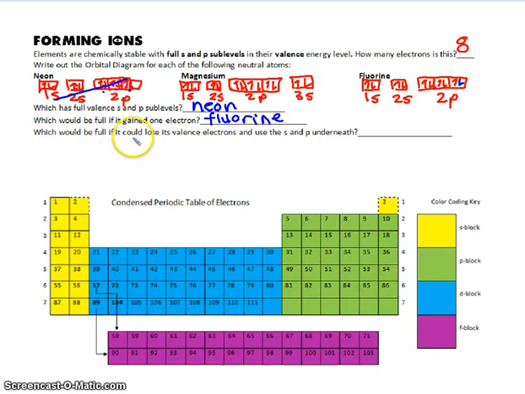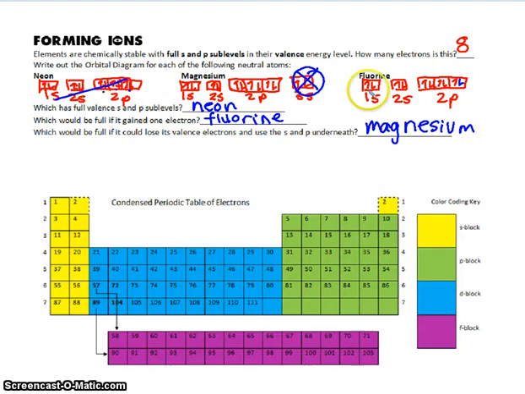Then which one would be full if it could lose its valence electrons and use the S and P that are underneath? Well, if we look at magnesium, it's got 2s and 2p that are full. And if it lost these 2 electrons, this would now become the valence energy level and it would be full. So magnesium would choose to lose.